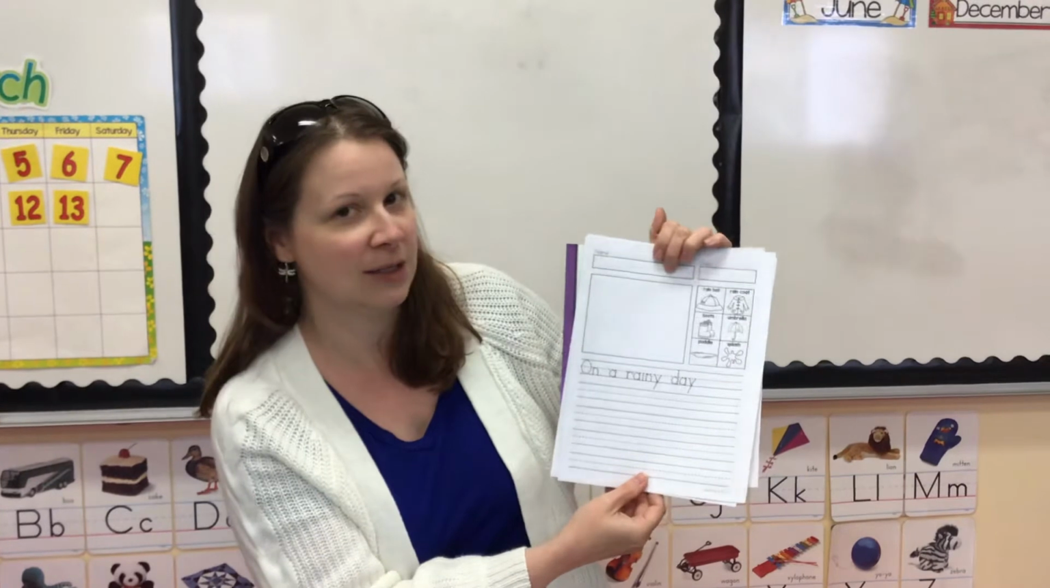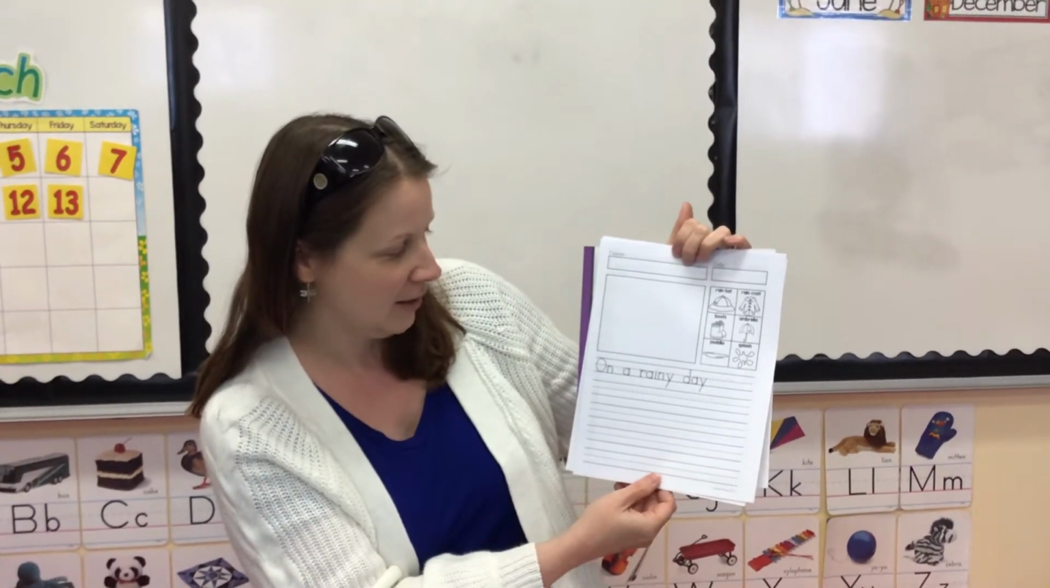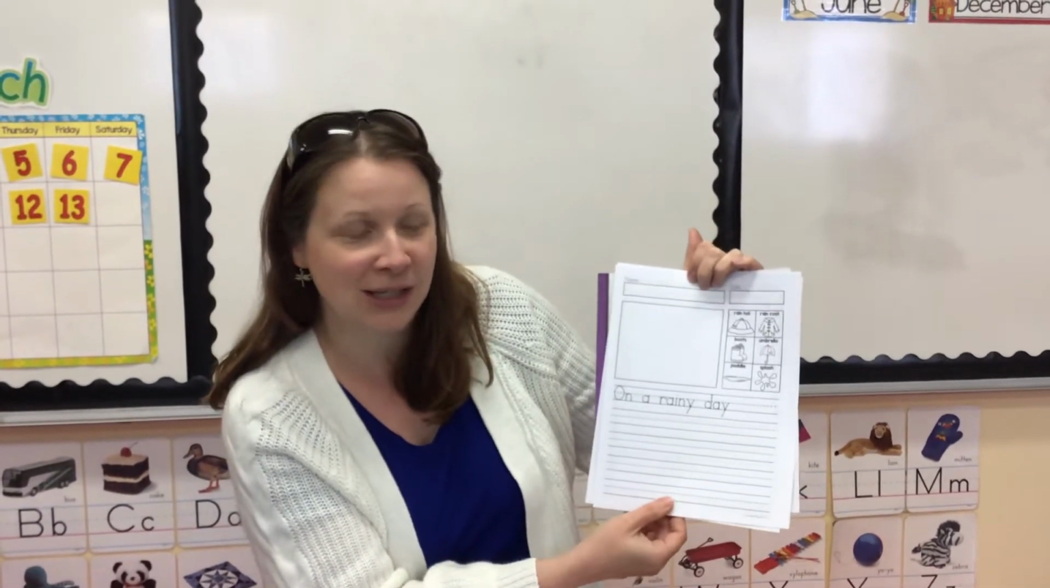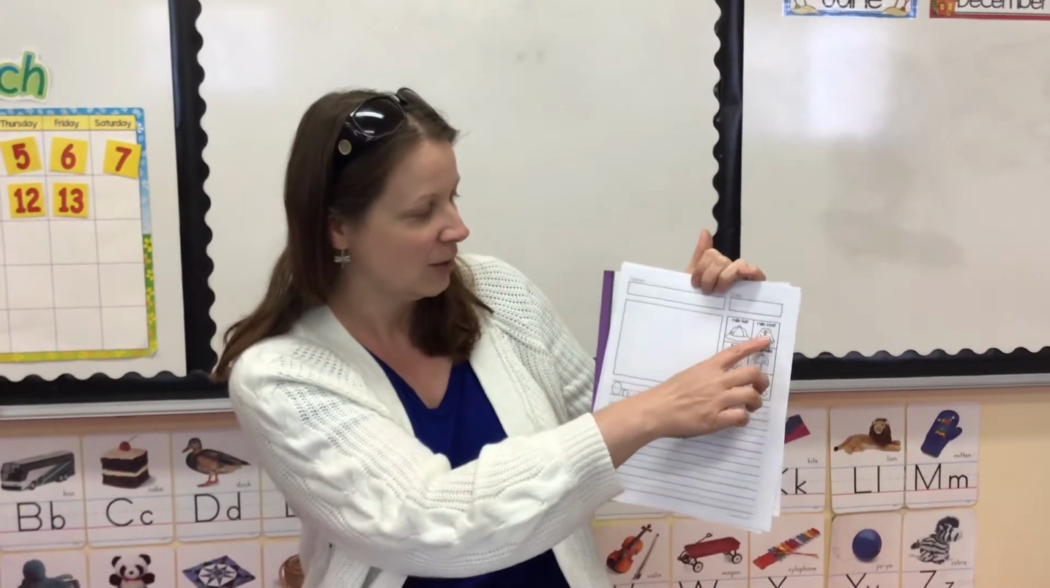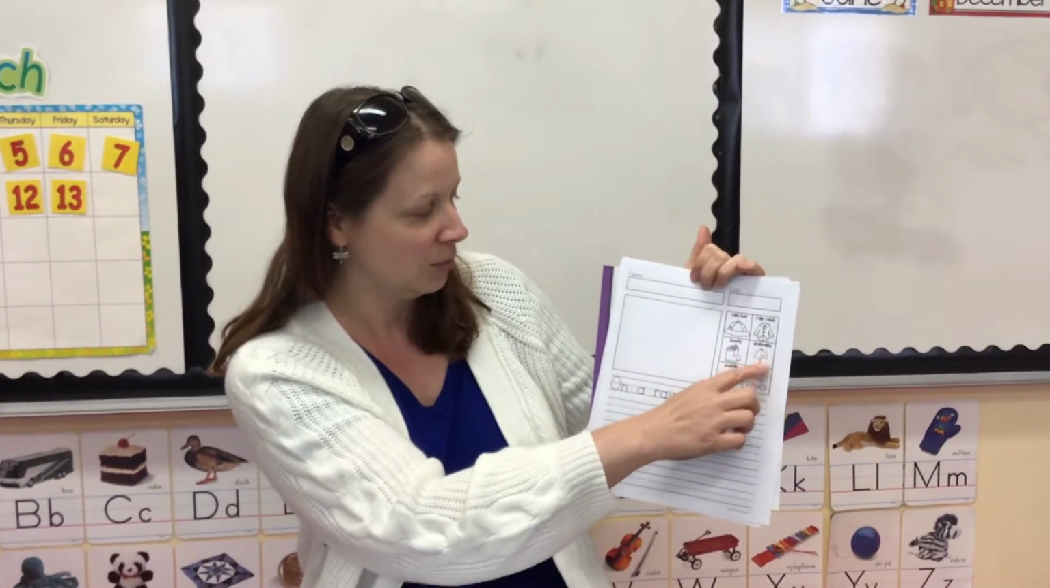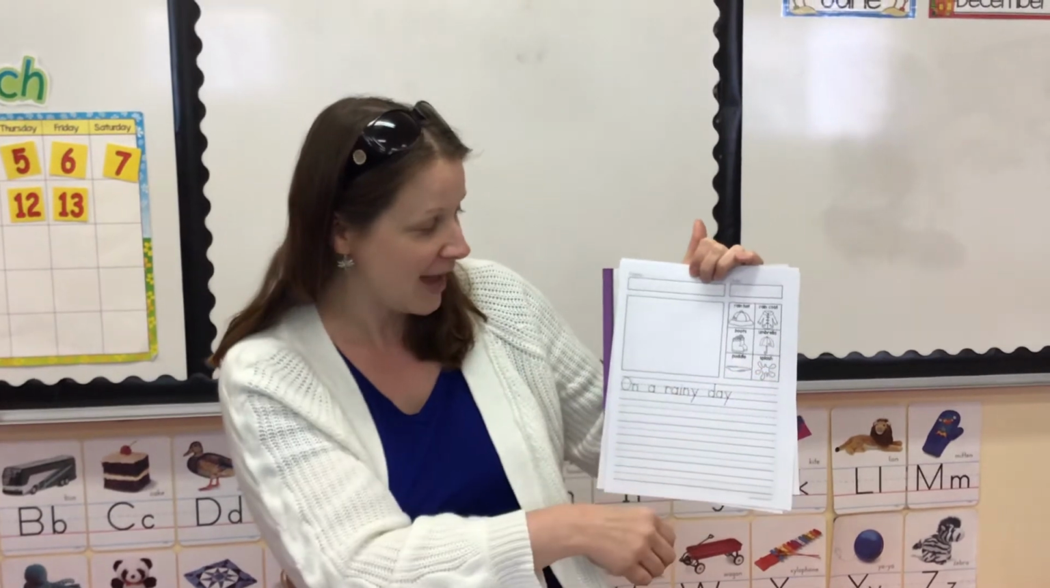Here's another spring day one, and I think we're going to have some rainy days, so this is a great story to write. On a rainy day, what could you do? Who would you be with? What would you see or hear or smell? There's some words that you could use. Rain hat, raincoat, boots, umbrella, puddle, splash.